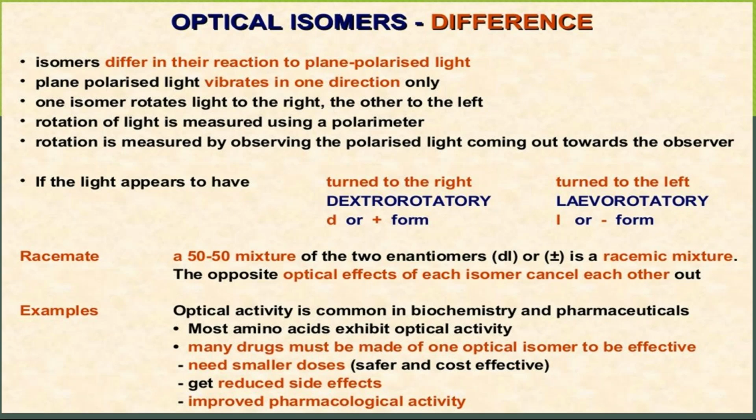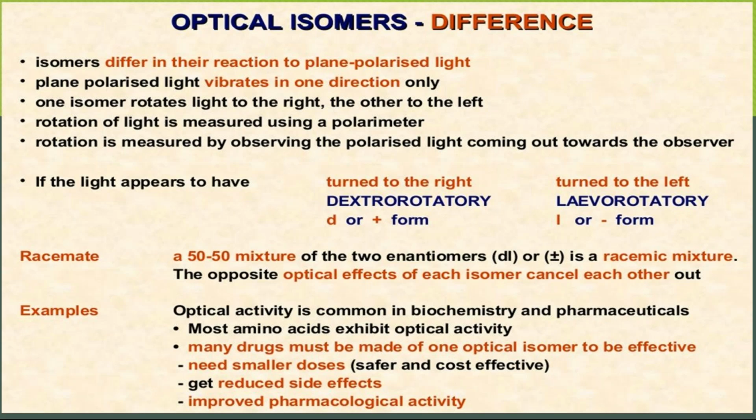Optical activity is common in biochemistry and pharmaceuticals. We use this optical isomerism. Most of the amino acids exhibit optical activity. Many drugs must be made of one optical isomer to be effective. If you take isomers like D-glucose and L-glucose, D-glucose is the most commonly used. So it has more effect compared to the L-isomer.